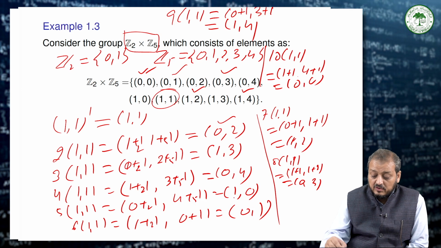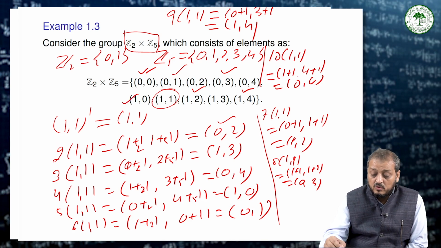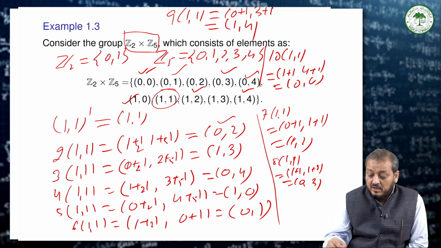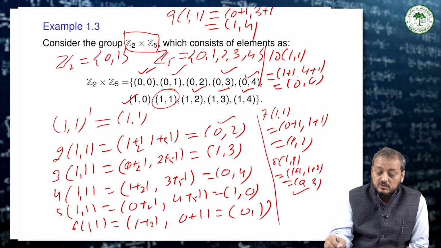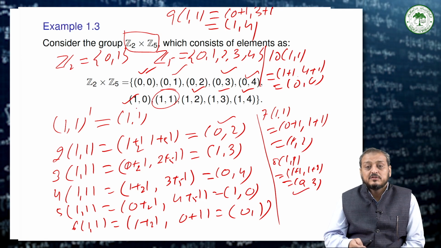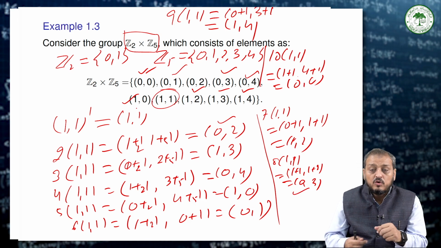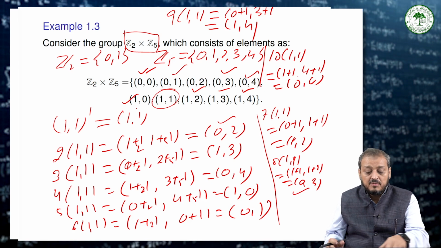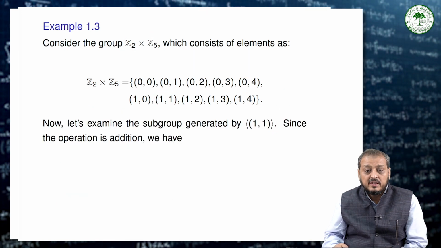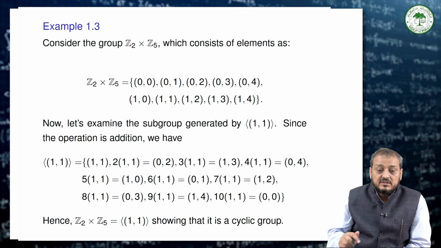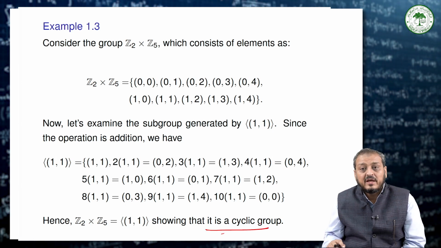So just see this: we have (1, 1) here, (0, 1) here, (0, 4) there, then (0, 3), and then (1, 3). So all the elements of this form are generated. Then we can say that this Z2 by Z5 is generated by the single element (1, 1). So this shows that it is a cyclic group.